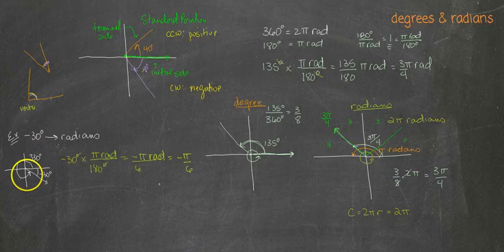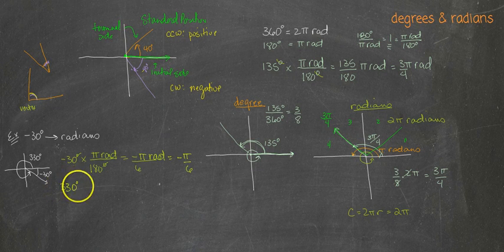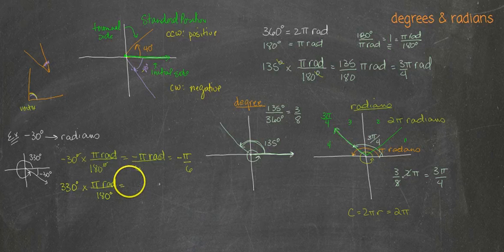All right, let's do it with 330. 330 degrees. This time it's positive because I went in the positive direction. Times pi radians over 180 degrees equals 11 pi over 6. Okay, now I bet you're thinking, how did she do that arithmetic in her head so fast?